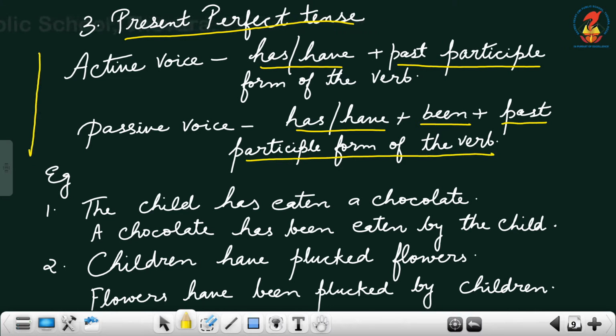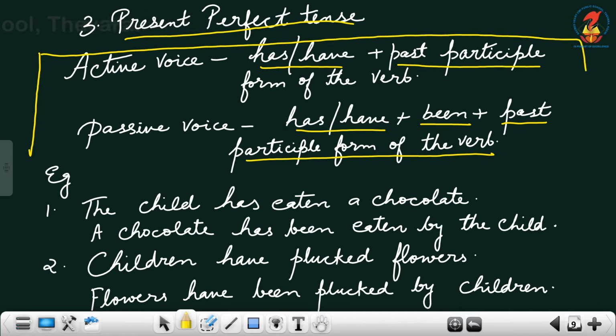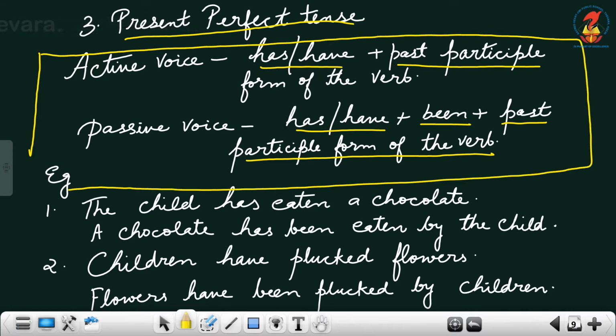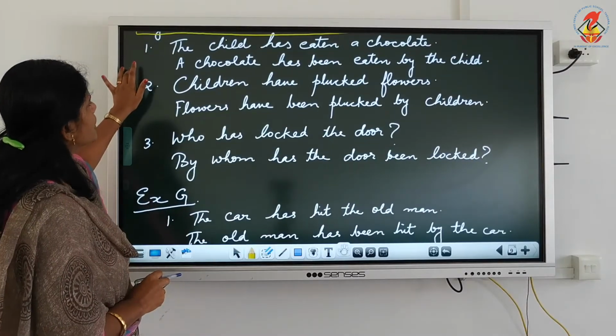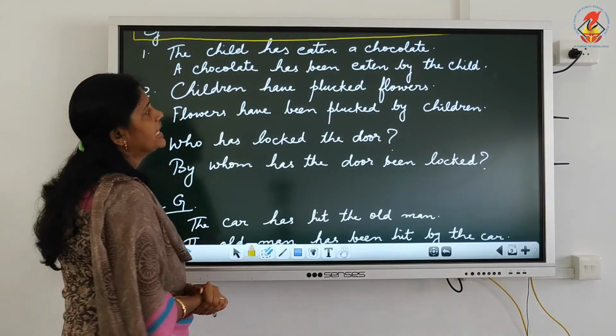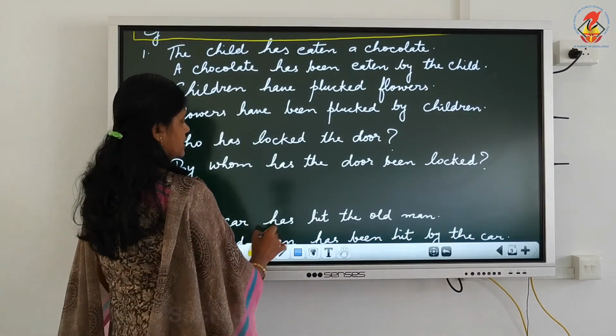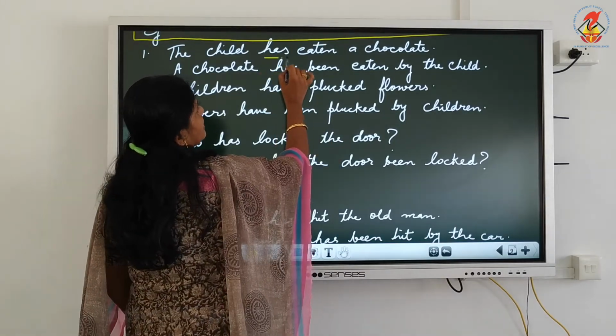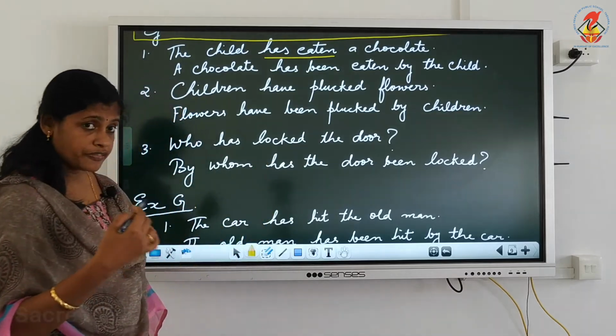The third rule is also equally important. Is it clear, children? So, what is the rule to convert to passive voice? Has or have plus been plus past participle form of the verb. Let's see some examples now. The first example, the child has eaten a chocolate. So, has eaten is already in present perfect form.